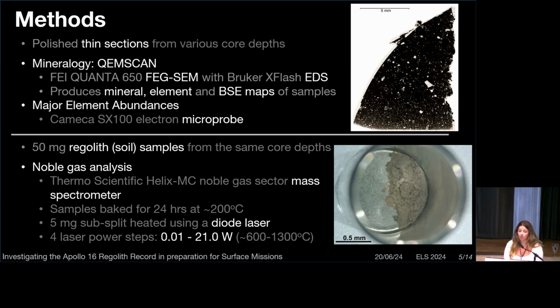So noble gases are measured on a noble gas mass spectrometer. And after samples are loaded, we bake them for 24 hours at 200 degrees C to basically liberate any surface adhered terrestrial contamination. And so then the samples are heated using a diode laser to liberate the gas that we want to measure. And we use 4 laser heating steps ranging in power from 0.01 to 21 watts, which is around 600 to 1300 degrees C.